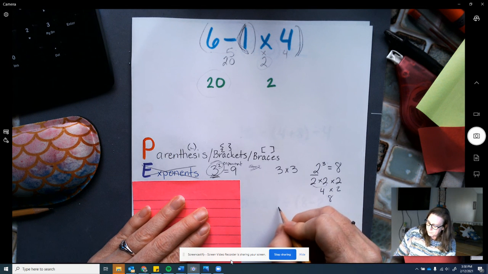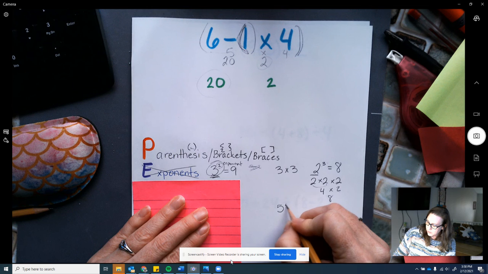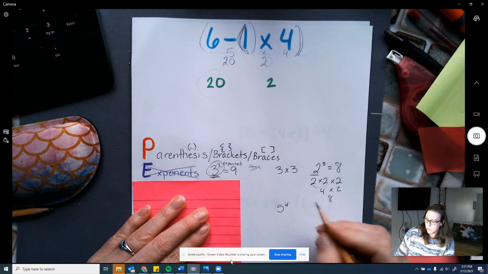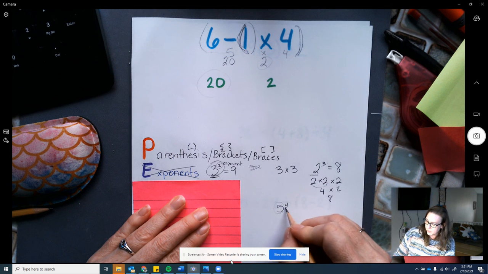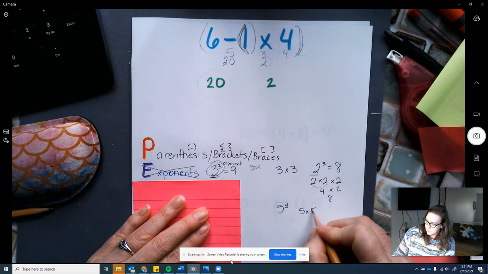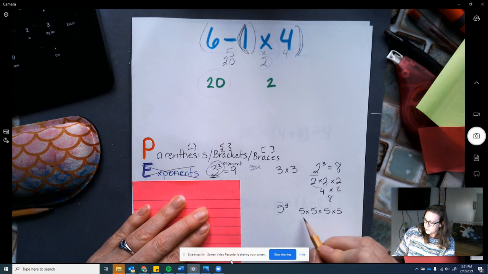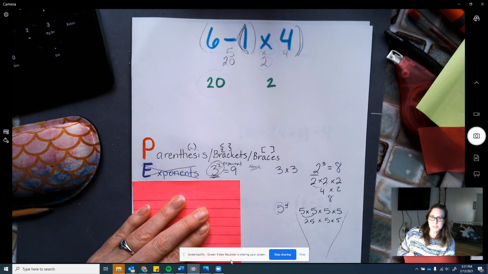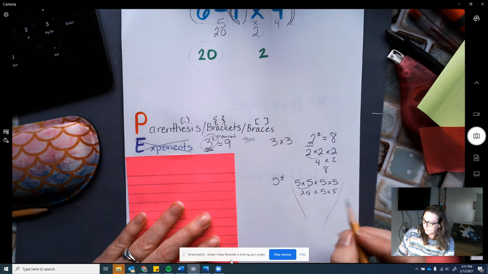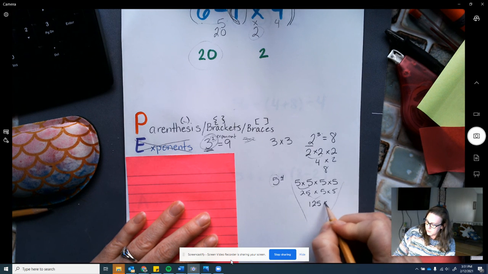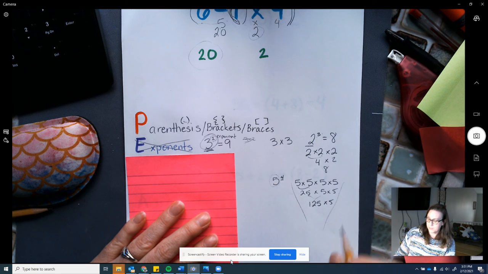Let's do 5 to the power of 4. It doesn't mean 20. It doesn't mean 5 times 4. It means you take the big number and you write it 4 times. 5 times 5 times 5 times 5. Okay, so I've got 25 times 5 times 5. I'm going to solve one thing at a time. It's going to kind of make an upside down triangle. Now I've got 25 times 5, which is 125. I still have this 5 to deal with.